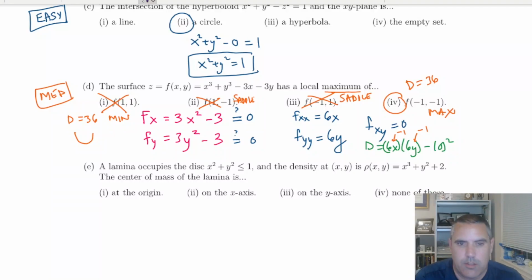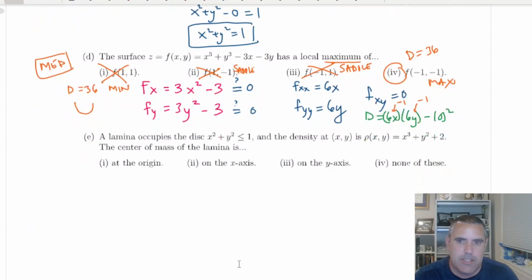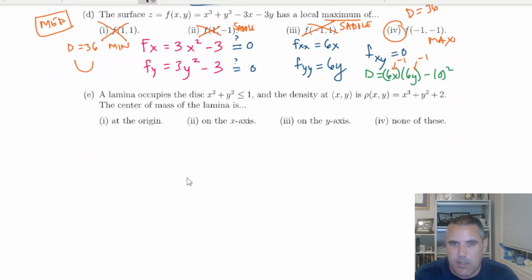Okay, then the next one. A lamina occupies the disk, and the density is this. The center of mass is what? Okay, so this is a little bit of thinking. This is mostly about this symmetry stuff. So this is good for us to talk about because it shows you how you could save time on a center of mass question. So let's say you have this circle, radius 1.